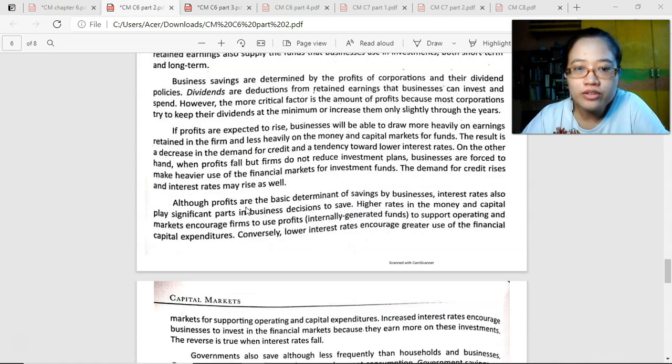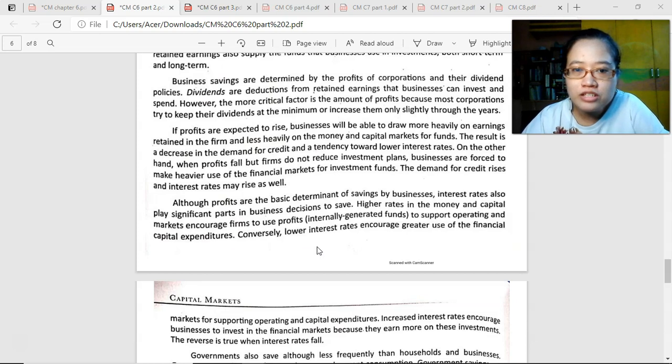Okay? Although profits are the basic determinant of savings by businesses, interest rates also play significant parts in business decisions to save. Higher rates in the money and capital markets encourage firms to use profits to support operating and capital expenditures. Kasi nga, pag mataas yung interest rate, mataas yung babayaran na interest expense. So, they might not be encouraged to borrow funds. So, kung ano lang yung meron sila, yun lang yung gagamitin nila. So, in that sense, medyo magtitipid muna, hindi masyadong gagastos muna, alalay lang ng konti. Tingnan natin kung magkakasya yung internally generated funds nila.